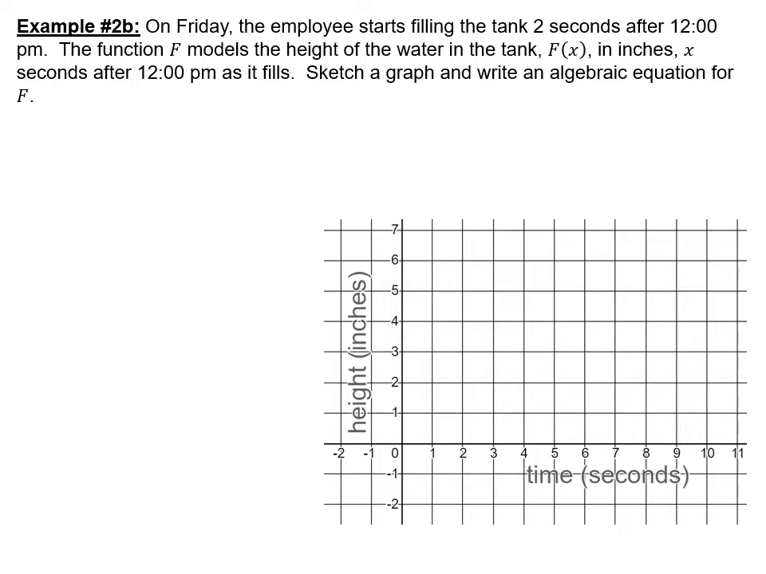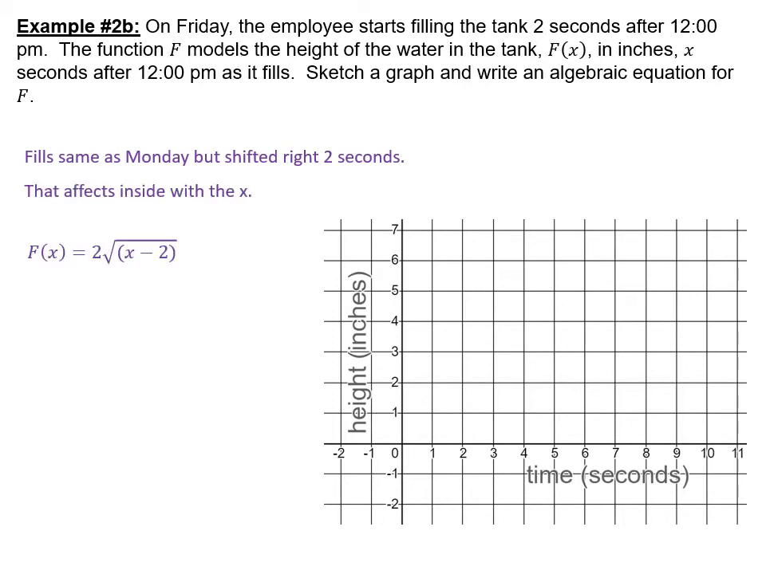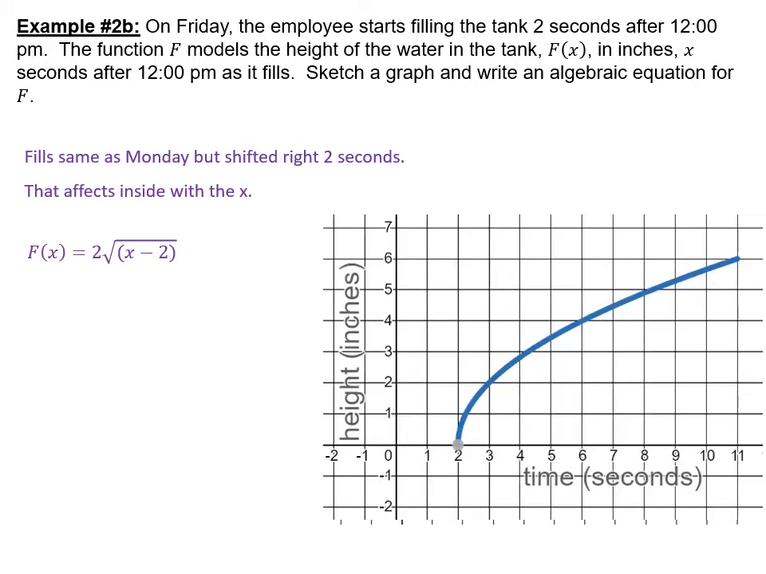Well, just about everything's the same, except the graph, we would just take and shift it right 2 units. Okay, that affects the x inside. So there would be what the graph looks like. We just subtract off 2 from the x to move it to the right. And that would just shift the graph to the right, as you see here.